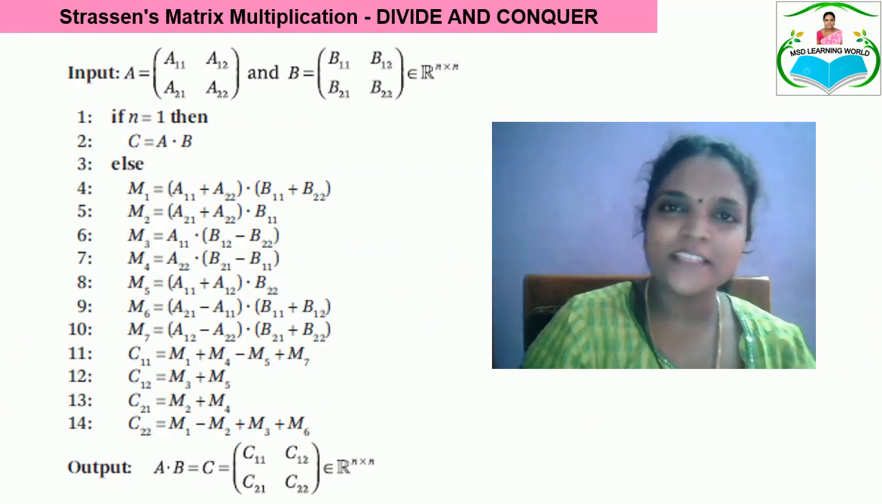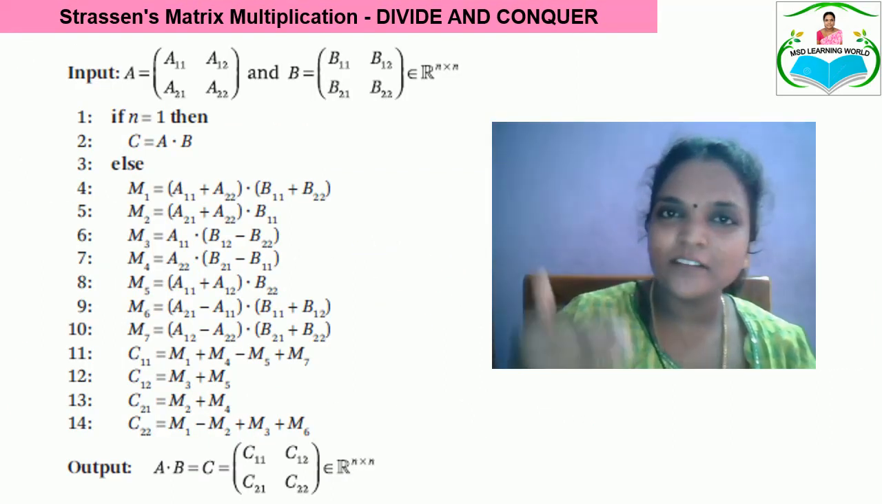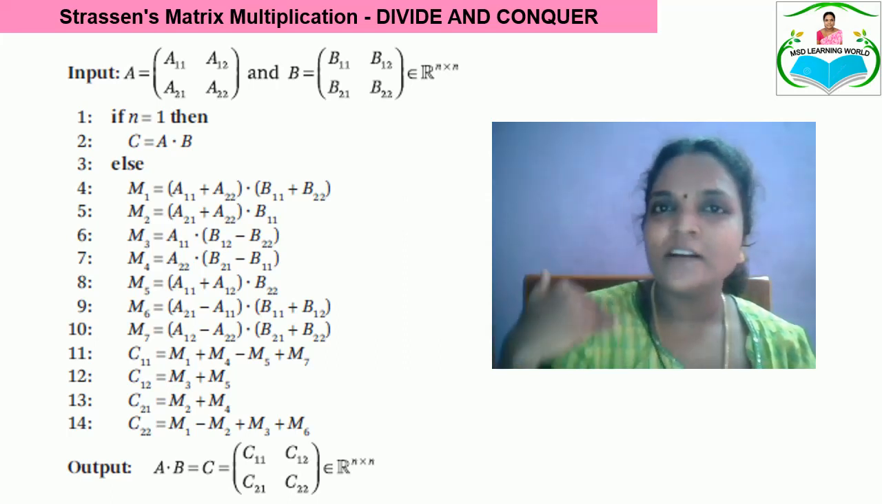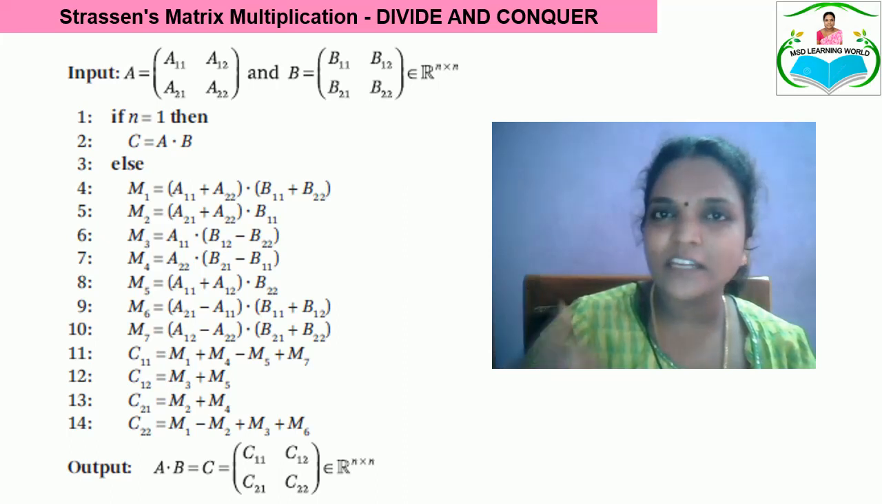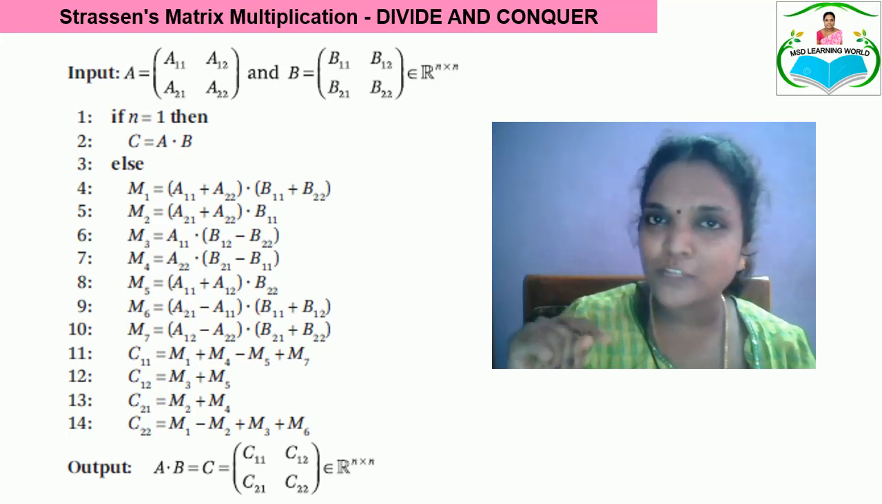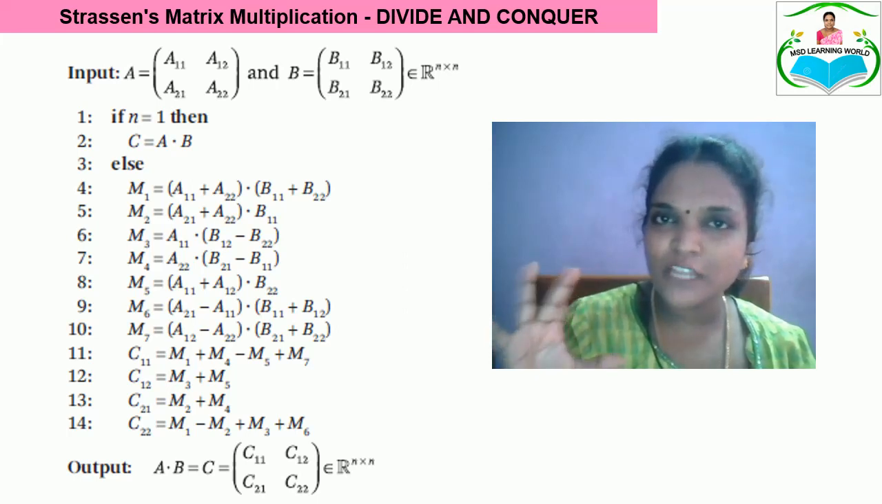The algorithm is that when we have the input matrices A and B, if the number of elements n equals 1, then you directly give C equal to A into B. If not, you keep dividing until you get 2 cross 2 matrices. This division is performed n by 2 number of times. If you have 10 elements, you divide 5 times. Similarly, you divide the matrices A and B equally.